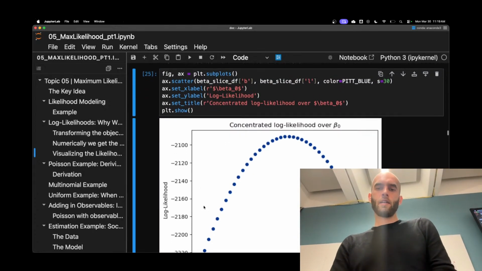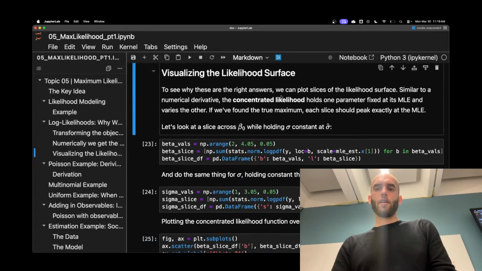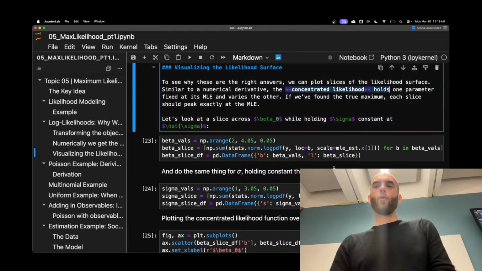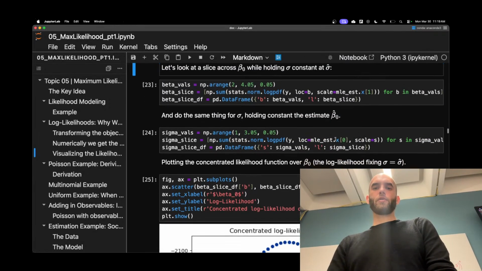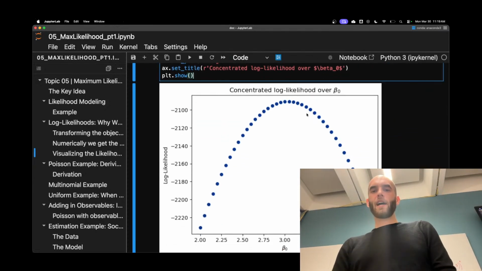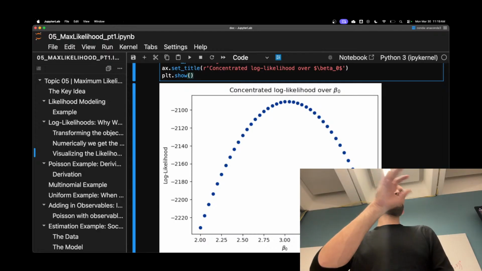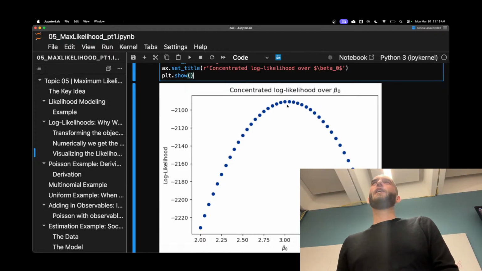So this is what we call the concentrated log likelihood function. We're just holding the other parameter constant. And if we had more than 2 parameters, we would be holding all of the others constant. And then I'm just plotting a couple of points on the horizontal axis. So the vertical axis here is the log likelihood. The horizontal axis are different beta parameters. And then I'm just holding the standard deviation constant and plotting these. And you can see this is really close to our estimated beta 0 of around 3.